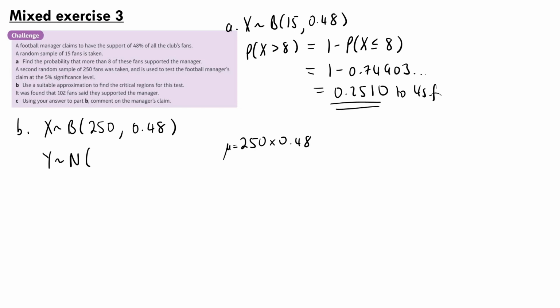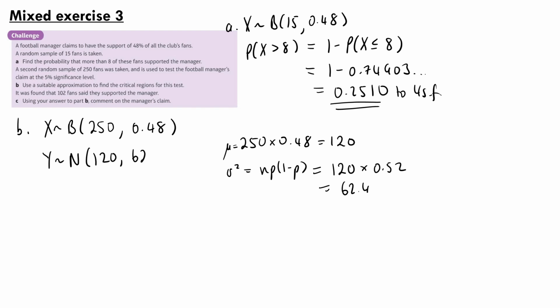And you put that into your calculator, it will give you 120. And then the variance is going to be np(1 minus p). So that's going to be 120 times 0.52. And putting that into your calculator gives you 62.4. So our mean is 120 and the variance is 62.4. I'm just going to remember to square root that when we find probabilities with our calculator.